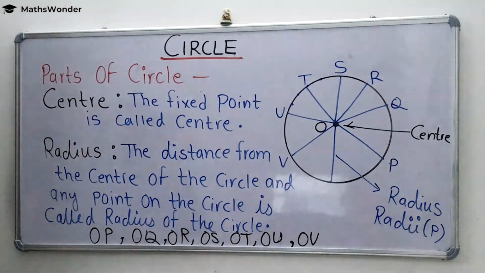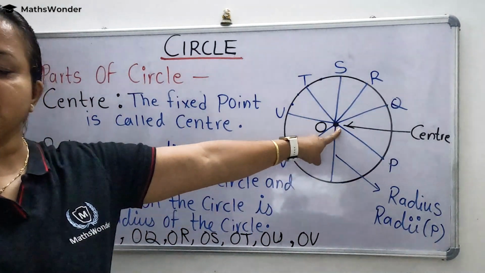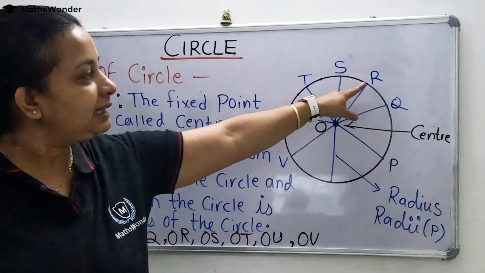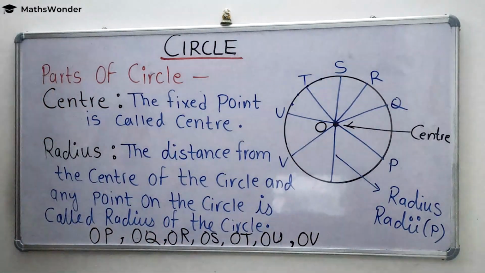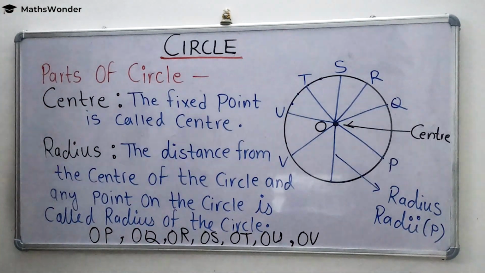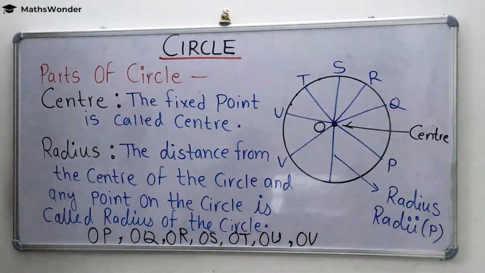So O is the fixed point. You can see on the board, O is the fixed point which is the center of the circle, and these are all radii. You can draw lots of radii, as many as you like.